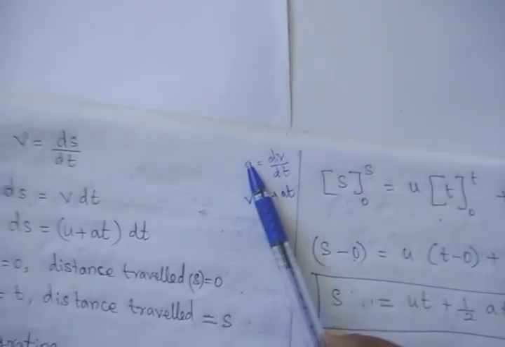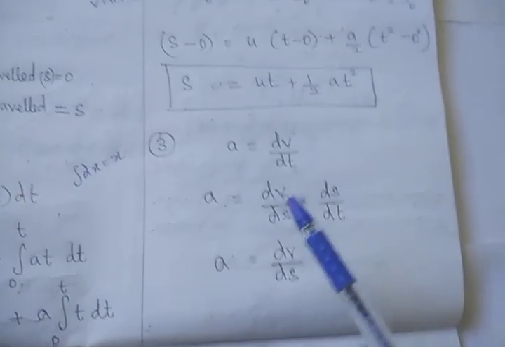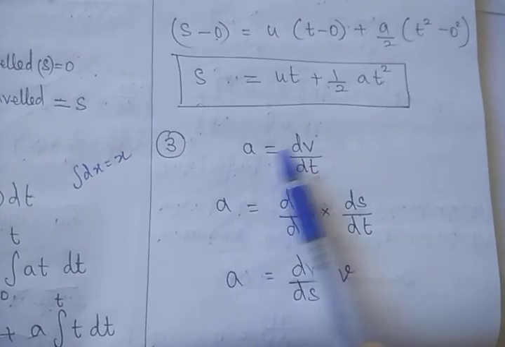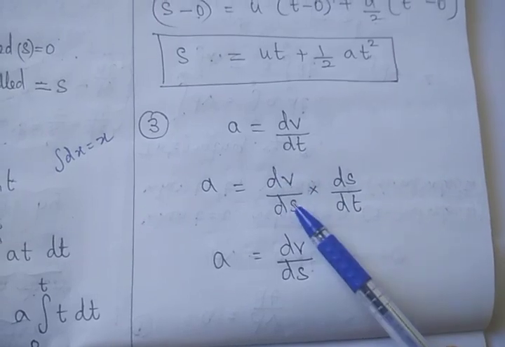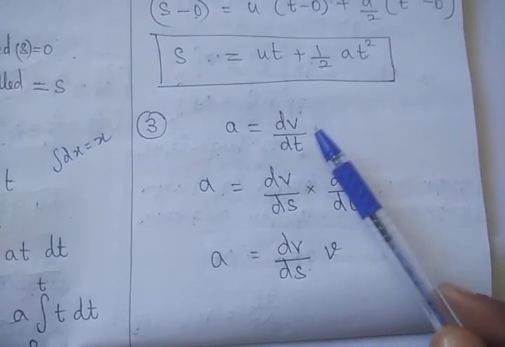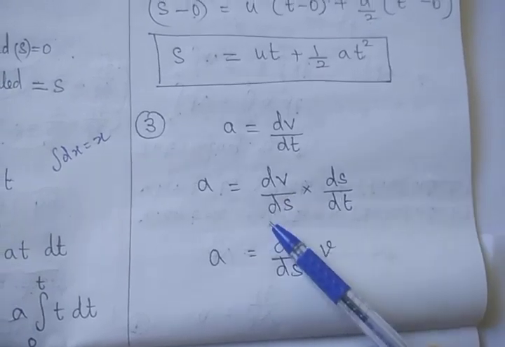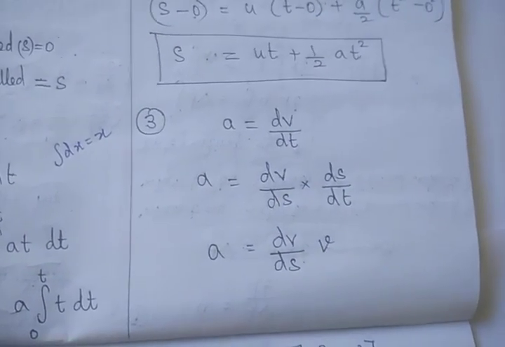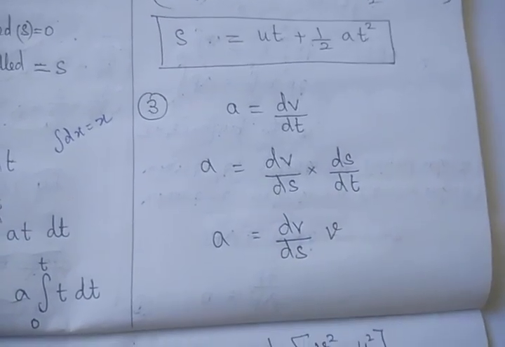So from the acceleration a is equal to dv by dt only, we arrive at the equation v is equal to u plus at. Then Newton arrived at some other equation by using the same equation. A is equal to acceleration, which is equal to dv by dt. How did he find that? You just multiply and divide by ds in this equation. So dv by ds into ds by dt. If you strike out the ds and ds, we get dv by dt as it is. So he just multiplied and divided by the displacement ds in this equation.